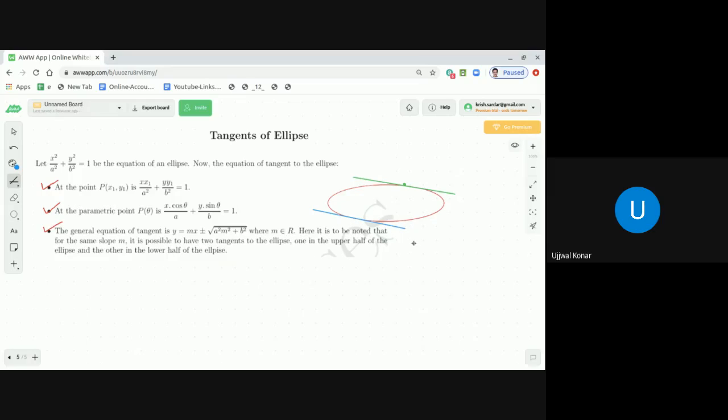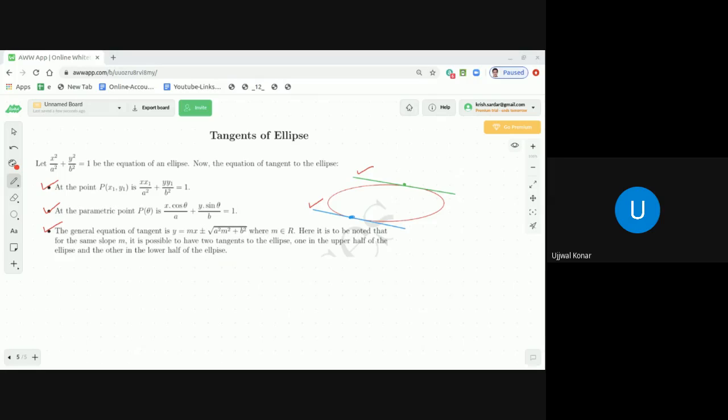If you see the blue line and the green line, they are actually parallel to each other, and we have two tangents with the same slope, and hence we consider the slope as m. So dear students, what we are discussing is that the general equation of the tangent is y equal to mx plus minus square root of a square m square plus b square, where m belongs to R. For the same slope m, it is possible to have two tangents to the ellipse, one in the upper half, as you see here, and one in the lower half. Correct, dear students? This is all about the equation of a tangent to an ellipse.